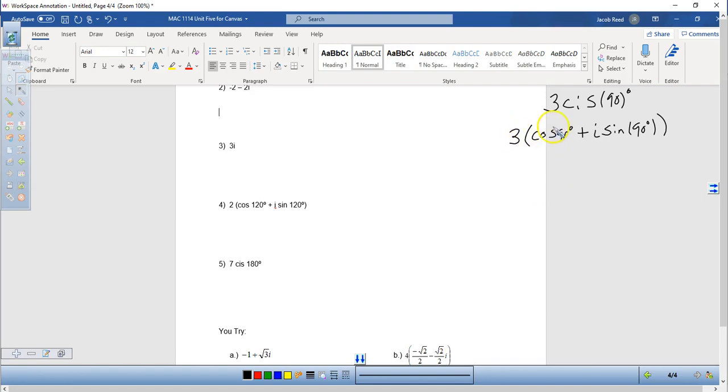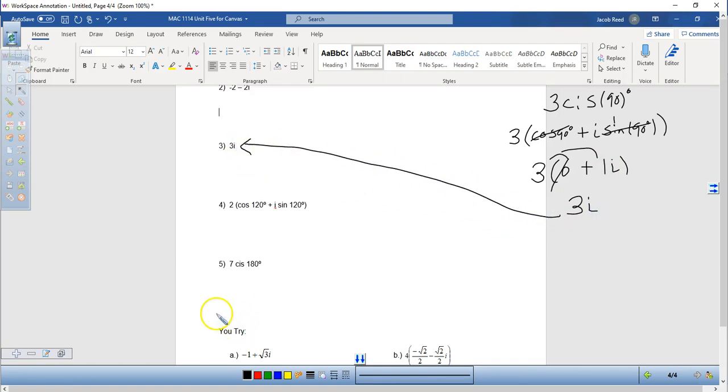Well, what do I know about cosine of 90 degrees? It's 0. What do I know about sine of 90 degrees? It's 1. So really I have 3 times 0 plus 1i. Distribute my 3. 3 times 0 cancels out. 3 times 1i is 3i. So anytime you're not sure, you can expand it out to the cosine, the i sine, and then just evaluate. And you should get exactly what you started with.